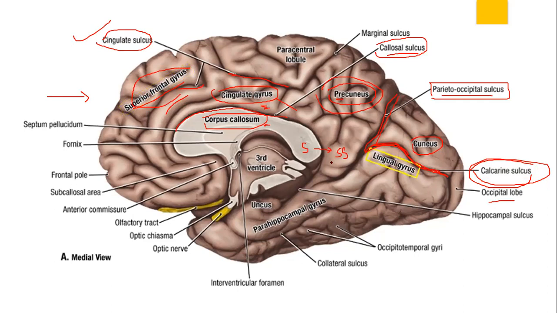Then later on, if I go just below the calcarine sulcus, there is another gyrus here, which is known as the lingual gyrus, right here. So these are the main gyri and sulci which are present on the medial surface of the brain. And obviously there's a paracentral lobule right here, just anterior to the marginal sulcus. It's on the medial surface, running parallel to the precentral and postcentral sulcus on the lateral surface. That's why we call it a paracentral lobule.